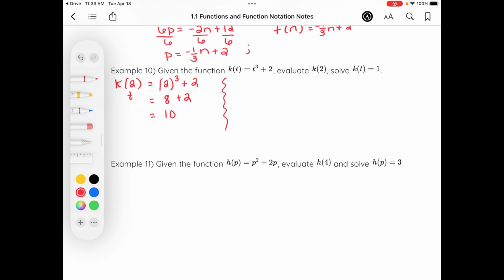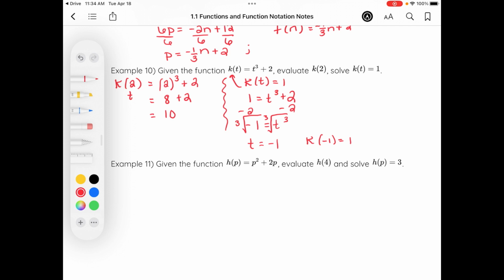Now we're going backwards. I want k of t. When will k of t equal 1? So I'll substitute wherever I see k of t with 1. 1 equals t cubed plus 2. My goal is to get t by itself. Subtract 2 from both sides. Negative 1 is t cubed. We will take the cube root of both sides. Thus, t has to equal negative 1, since the cube root of negative 1 is negative 1. Thus, I could also say that k of negative 1 is 1.